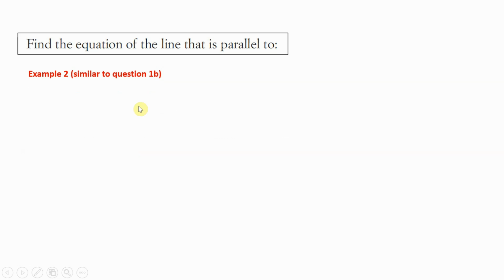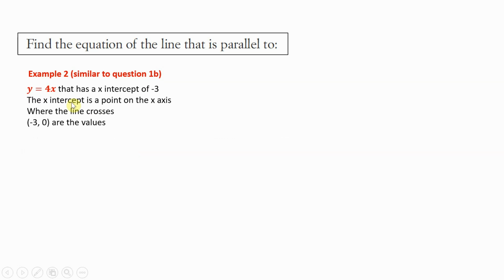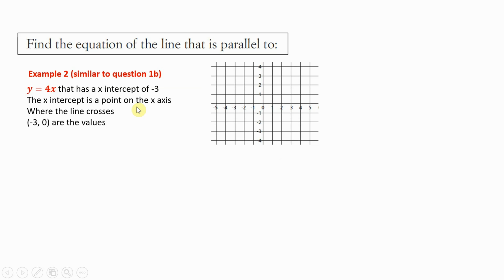Next one. Very similar to question 1b. y equals 4x. That has an x-intercept of minus 3. X-intercept this time. Now, the x-intercept is a point where the line crosses the x-axis. And on this example, that's the point. So this line will cross the x-axis here. And these coordinates are negative 3 for x, 0 for y.